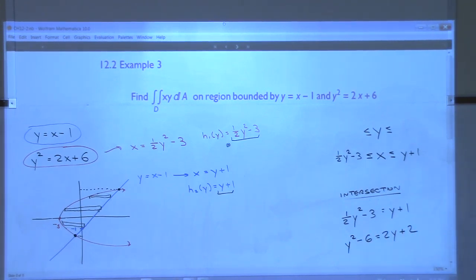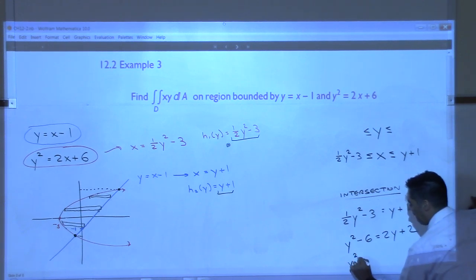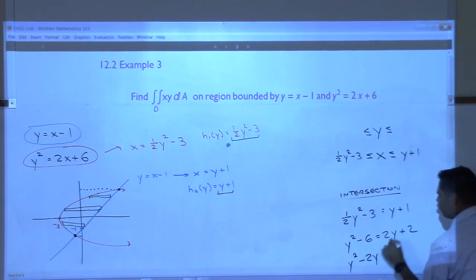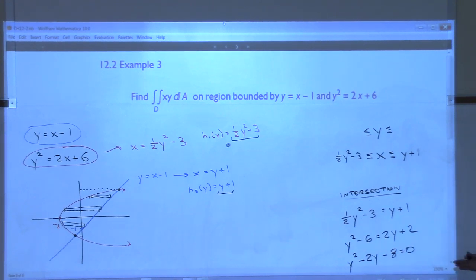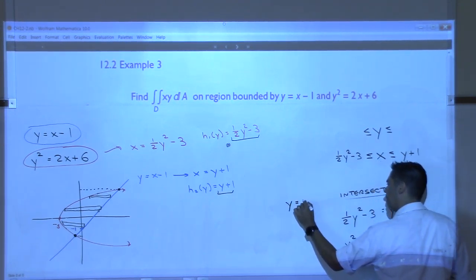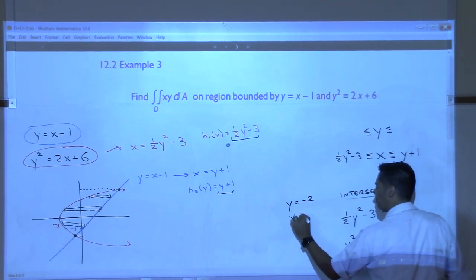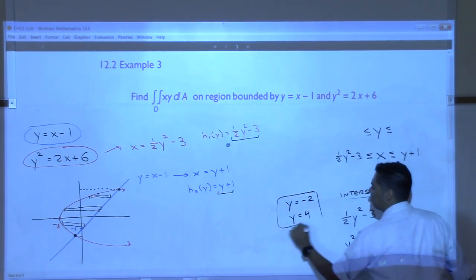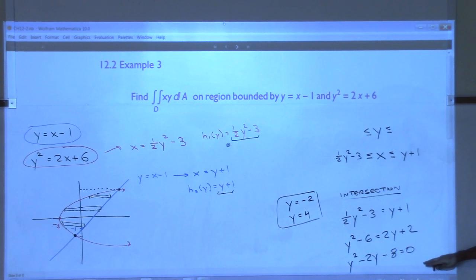And get everything over to one side. Minus 8. And that factors, fortunately for us, but if it didn't, we could use the quadratic formula or something. We should get, yeah, so minus 2 and y is positive 4. So I'm just going to trust that you could factor it and set it equal to 0, get your solutions.